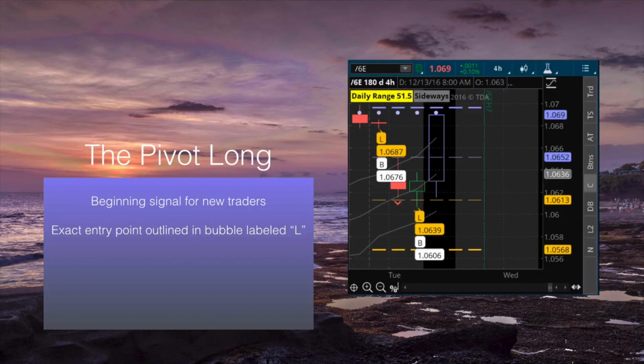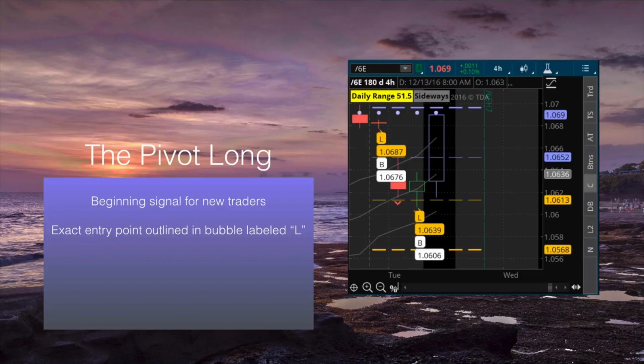And in this particular case, what you would see is an orange bubble with the letter L in it. And below that bubble is a price point at which you would place your buy order. In this case, it's 1.0639. So the way you would trade this particular signal is you would wait until the next bar paints.